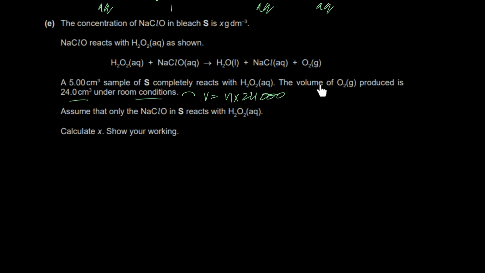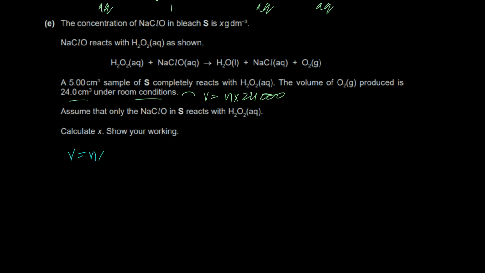And once you have the moles of oxygen, you could figure out the moles of NaClO. And once you have the moles of NaClO, you have the volume of NaClO, so you could figure out the concentration. Once you figure out the concentration in mole per dm cube, obviously convert the volume into dm cube, you can convert it into gram per dm cube by converting the moles of NaClO into the mass of NaClO, because he's asked you the concentration in gram per dm cube. So let's get on with it, and let's just do it.